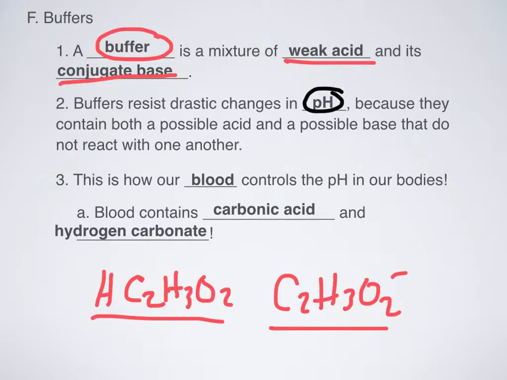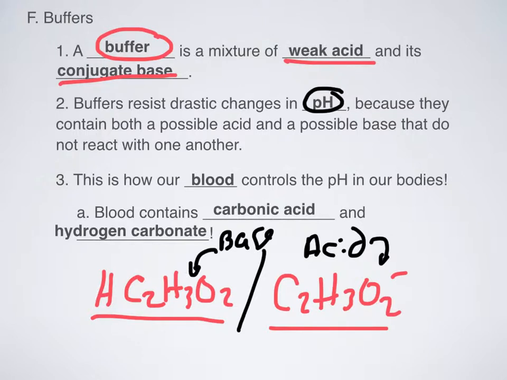So even though pH varies and changes, if you have a mixture that is a buffer and you add a little bit too much acid, let's say I'm adding acid right now, the conjugate base will react with it and neutralize things a bit. If, on the other hand, I add base to this, then it will react with the acid and neutralize it, and we'll still have a fairly neutral solution. The reason they work is because it contains both a possible acid and a possible base that can react with one another.